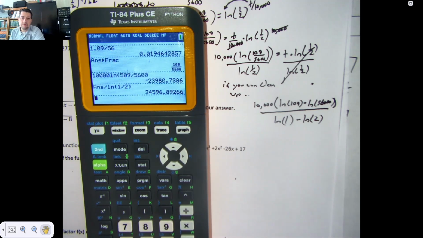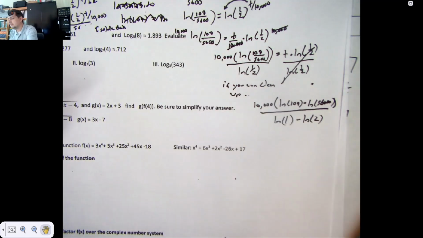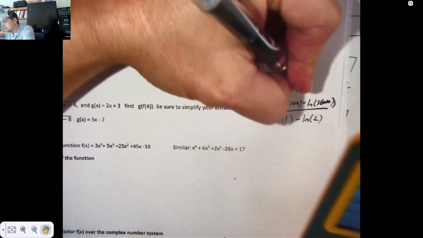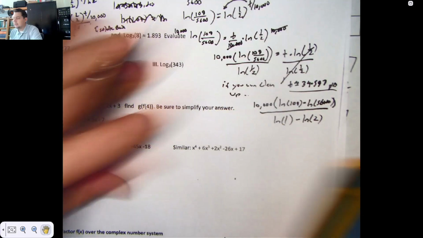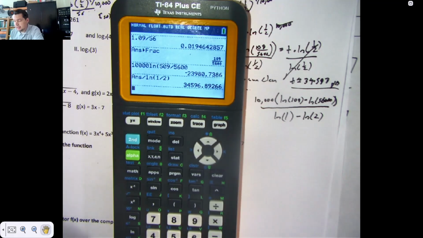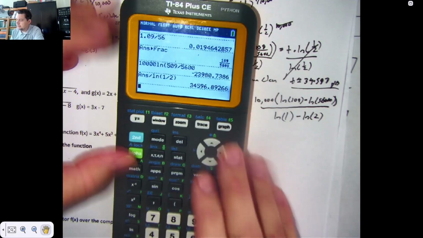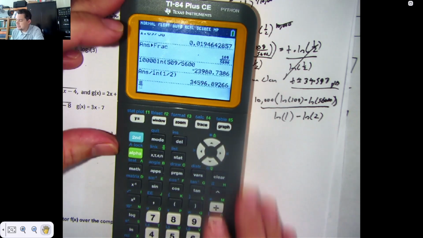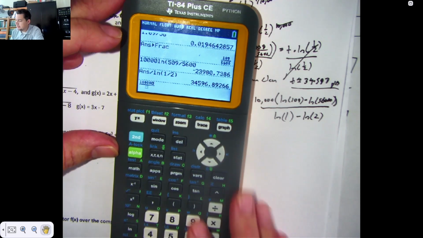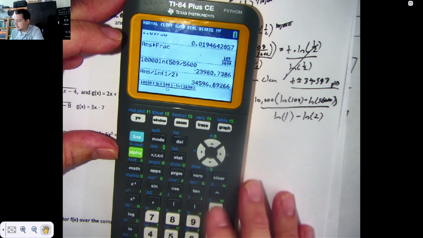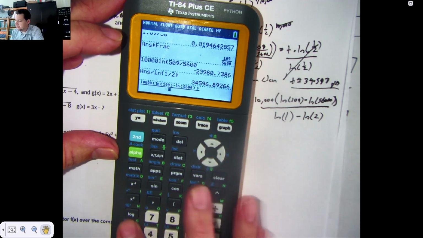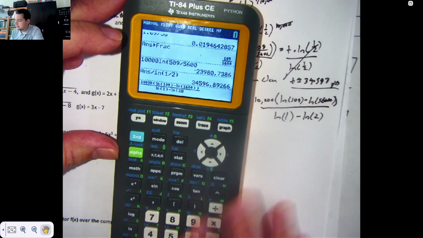is almost 34,600 years. It's 34,597. There's your time. About 34,597 years. Now, that cleaned up version, it's got to be equivalent. And hit that fraction key to type this thing in. 10, 1, 2, 3. Got the natural log of 109 minus the natural log of 5600. Close, close. Sitting over the natural log of 1 minus the natural log of 2.